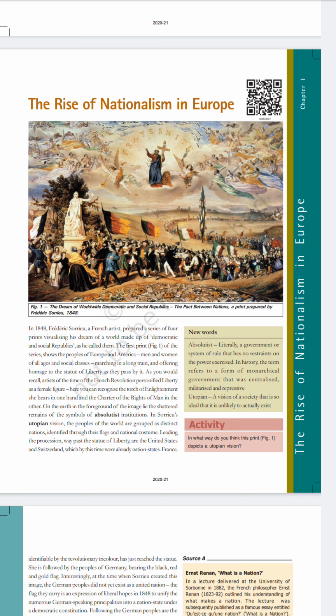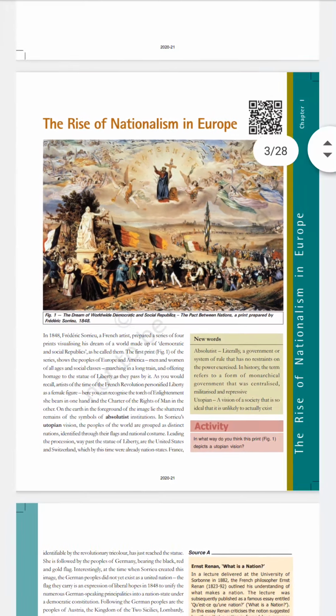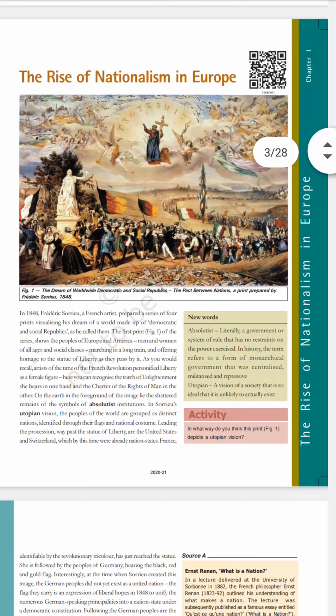In the print of Frederick Sorrieu, on the foreground, the front view of the picture, we can see some destroyed, collapsed materials. These collapsed materials are symbolized by the artist as the shattered remains of absolutist institutions.